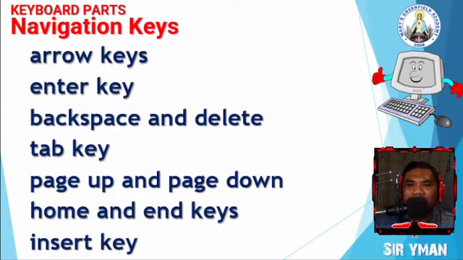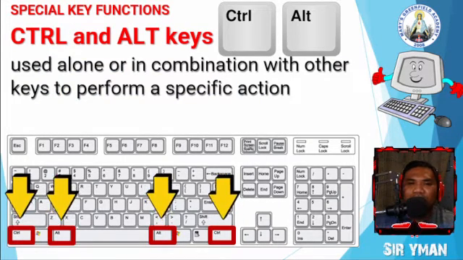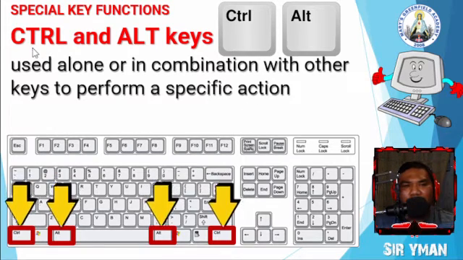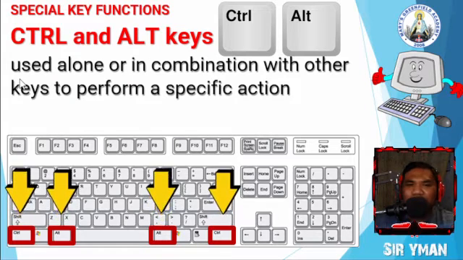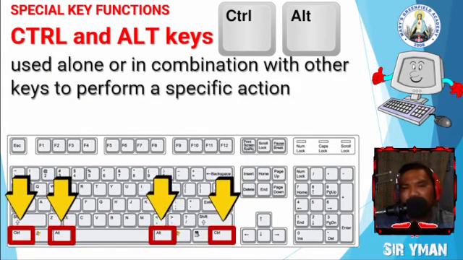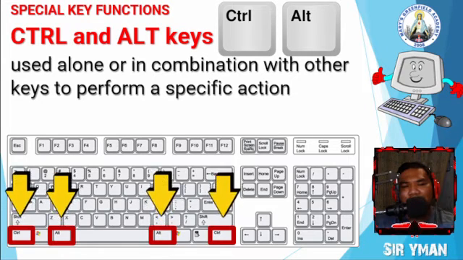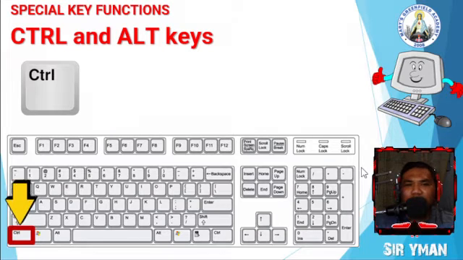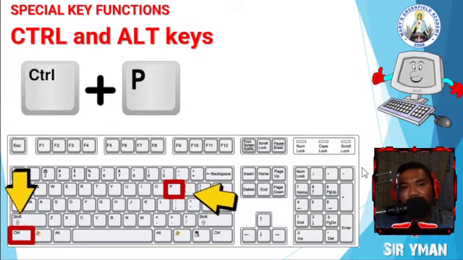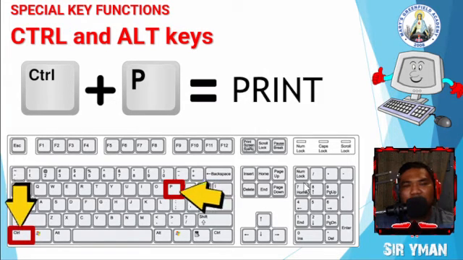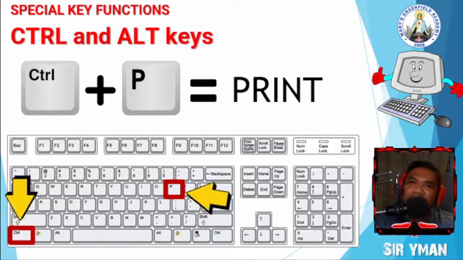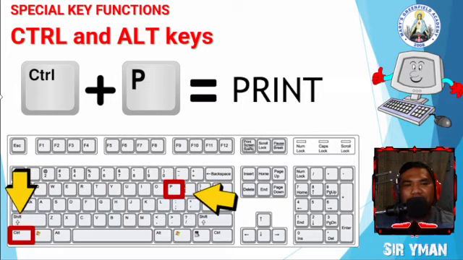Opo. Okay. So yung next natin ay yung tinatawag na Control and Alt keys. So CTRL means control. Okay? Control tapos Alt keys. So they are used alone or in combination with other keys to perform a specific action. So kadalasan may kasama siya lagi, other key. Okay, example natin ay Control plus P. So if you're going to hold Control and then press the letter P, so makakaroon ka ng print option. So you'll be able to print a specific document or spreadsheet. So pwede kayong makapag-print using the Control plus P.